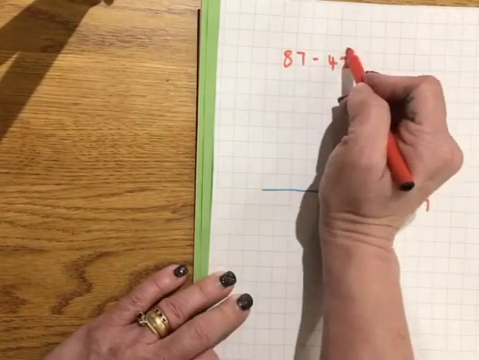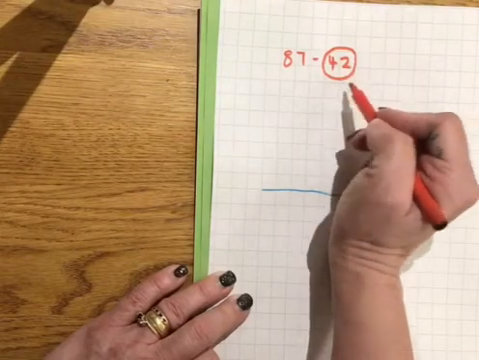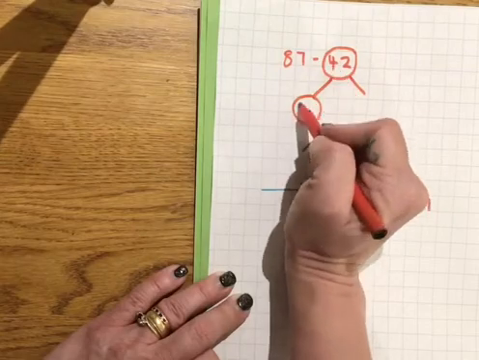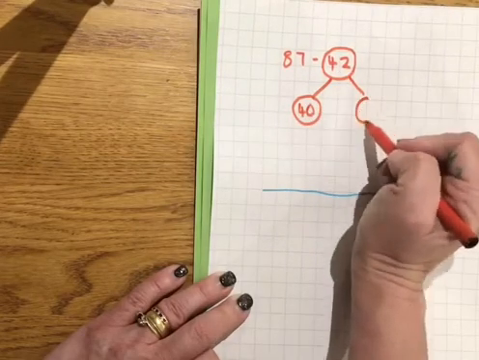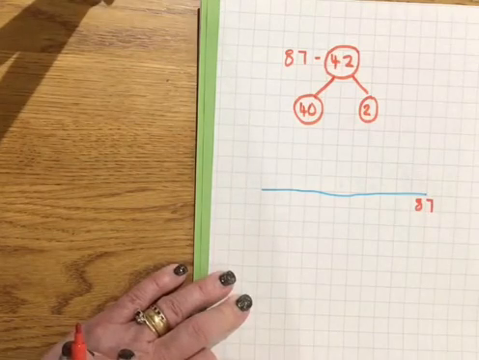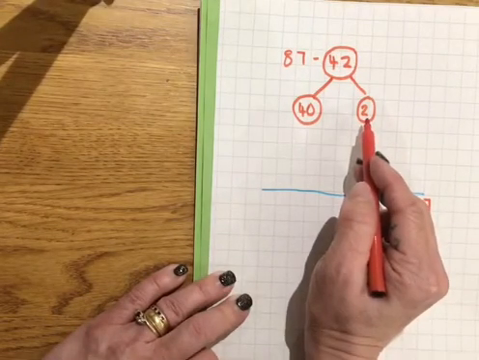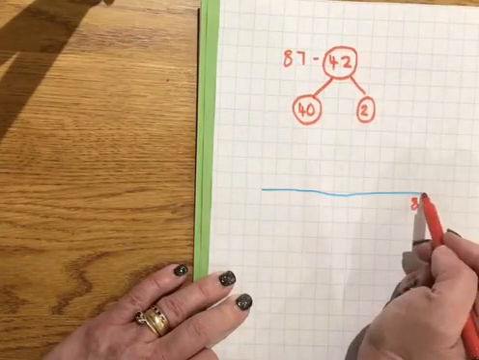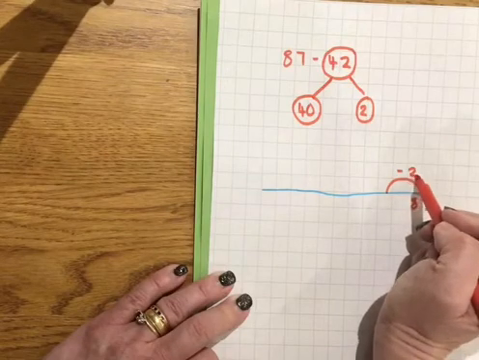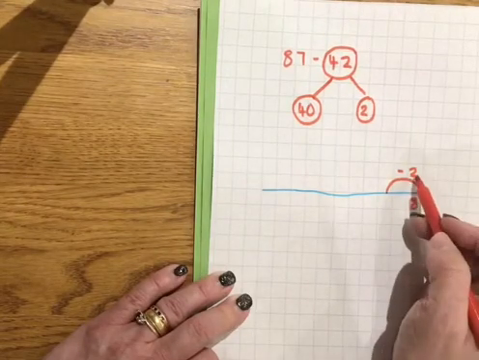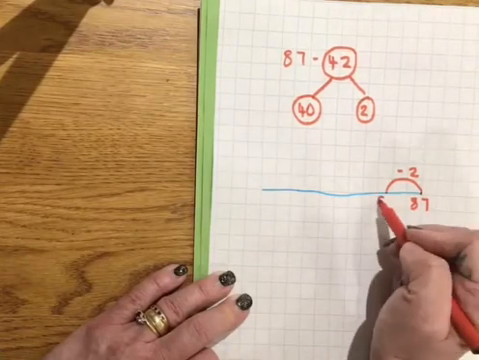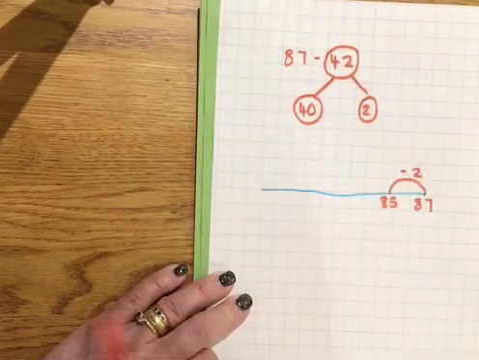So I'm going to first of all partition my 42 into tens and ones. So I've got 4 tens, and I know that 4 tens is 40, and I've got 2 ones. So the first thing I'm going to do is jump back by my 2 ones. So I'm going to jump back from 87 and subtract 2. Now I know that 7 take away 2 is 5, so I know then that 87 take away 2 must be 85. I've taken away my ones.